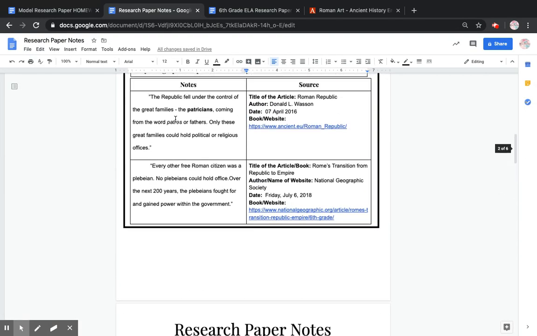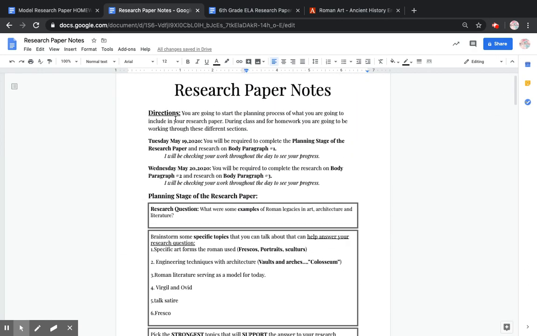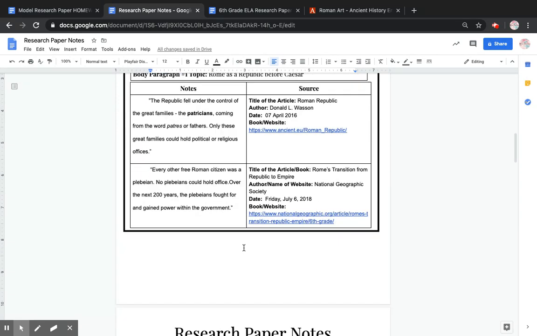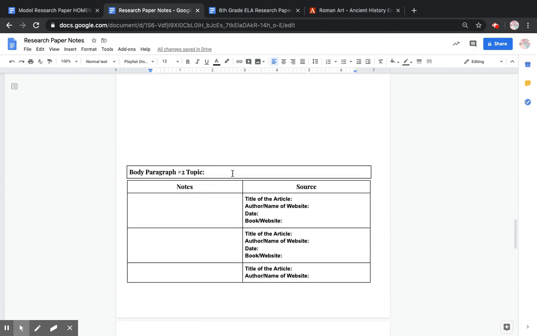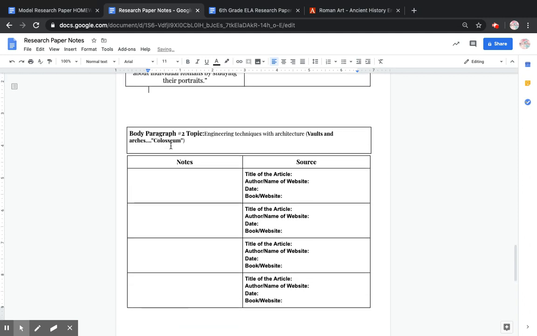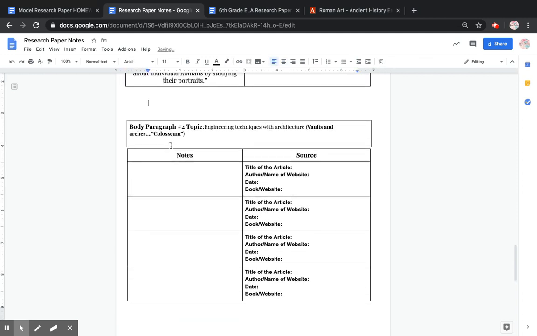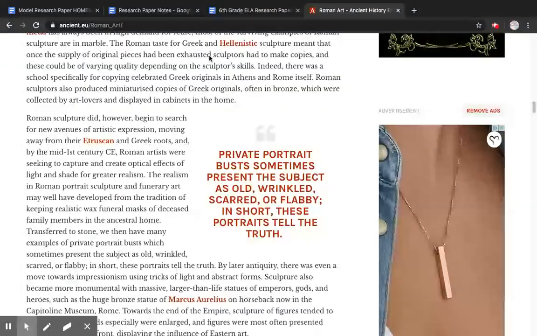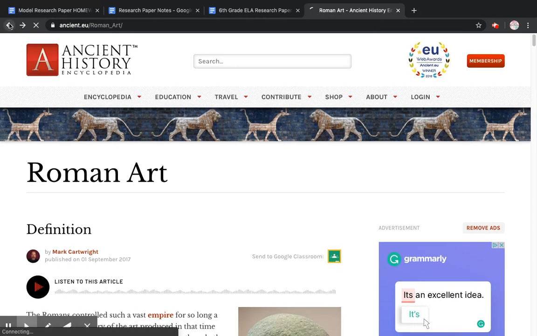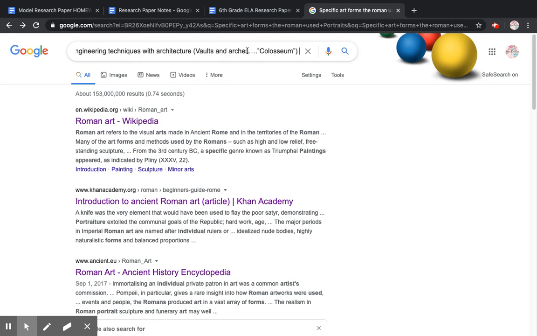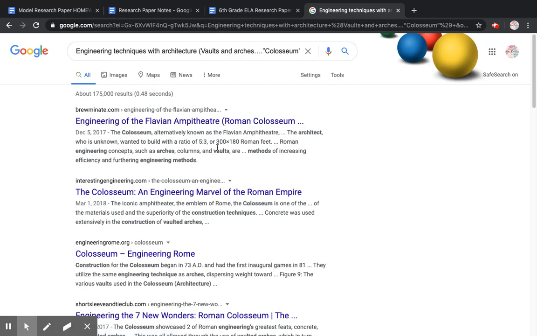So then I'm going to scroll back up to the top here, and I'm going to see body paragraph 2. My topic is the engineering techniques, the vaults and the arches. So I'm going to scroll down here, body paragraph topic 2. Go ahead and just go up a little bit so that way I have plenty of room. All right, so that's paragraph 2. So now I'm just going to go in here and I'm going to put that in. Let's see what we can get.